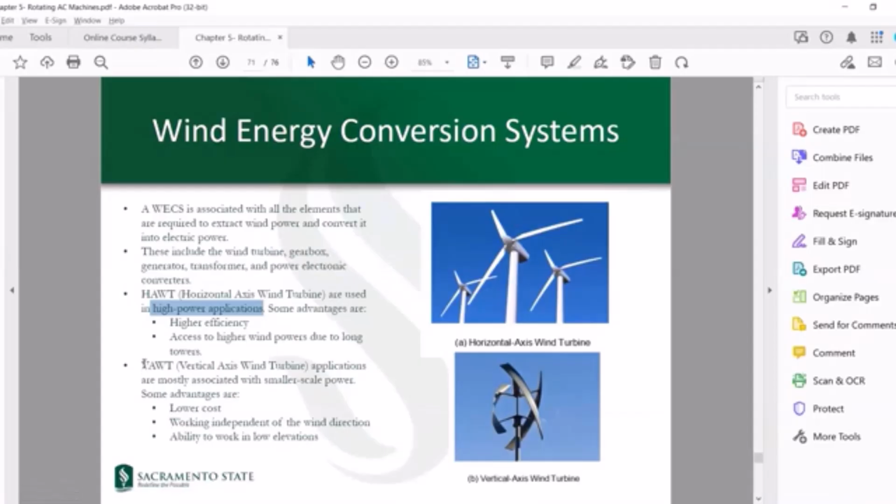And of course, VAWTs have the ability to work at lower elevations. So that's an advantage. They're lower cost, but lower power. They're mostly used for urban areas, on your roof, for example. But HAWTs are used in rural areas where you have a wind farm. This was the first thing about the turbines.